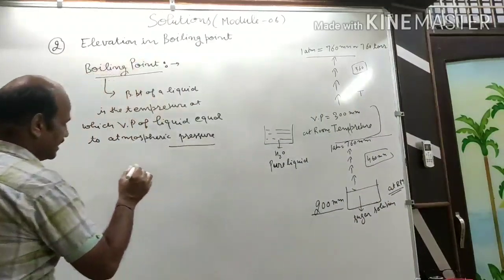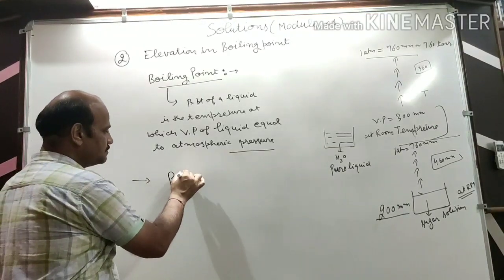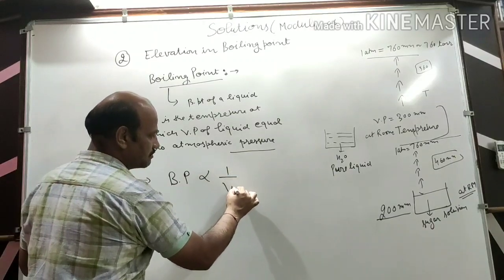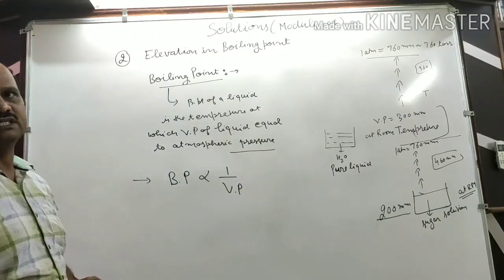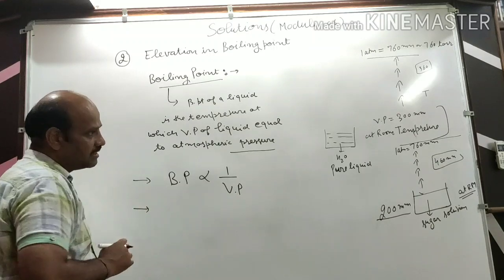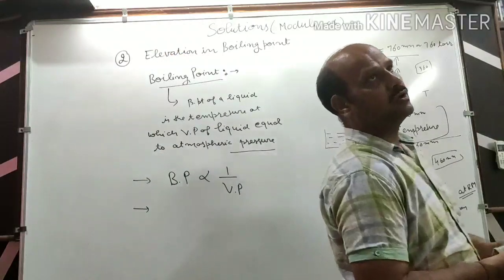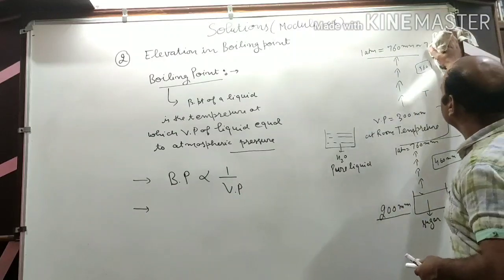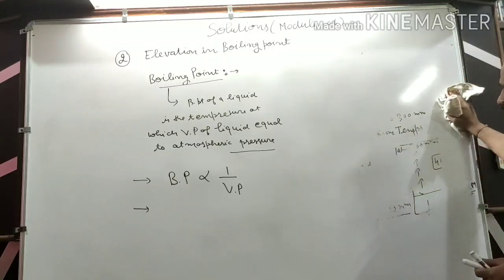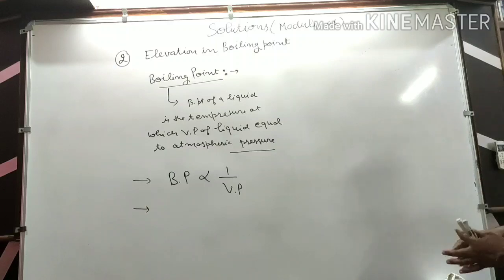Or simply we can say one result comes here: boiling point is inverse with vapor pressure. Students, boiling point is inverse with vapor pressure. Also, take one more example. Now we know at mountains boiling is easier, or you can say boiling point is lower. What is the reason behind it?